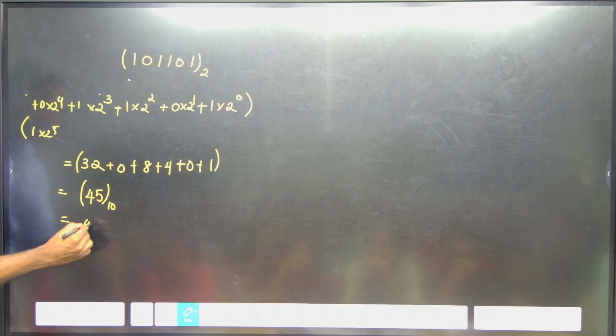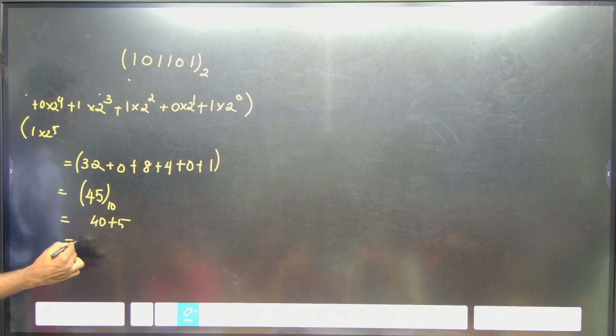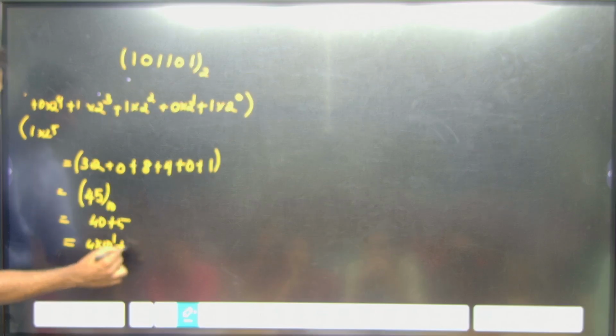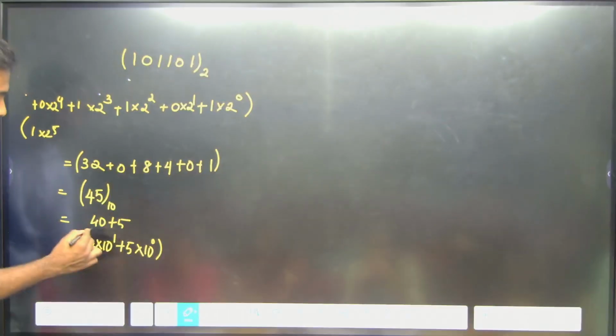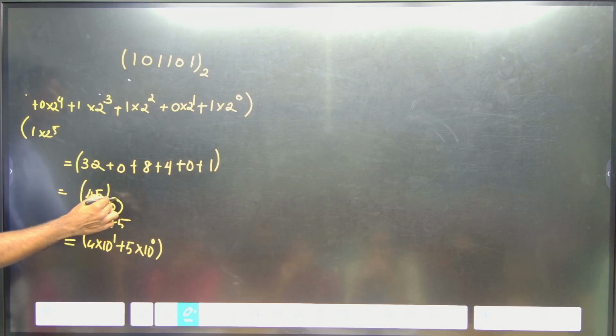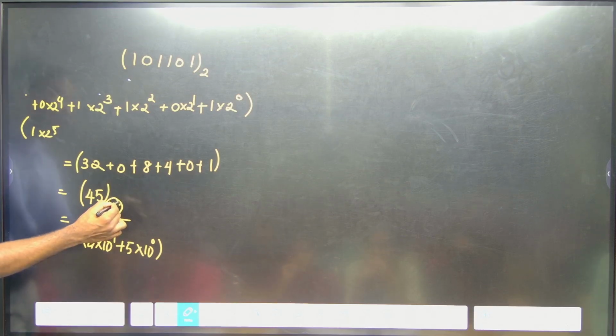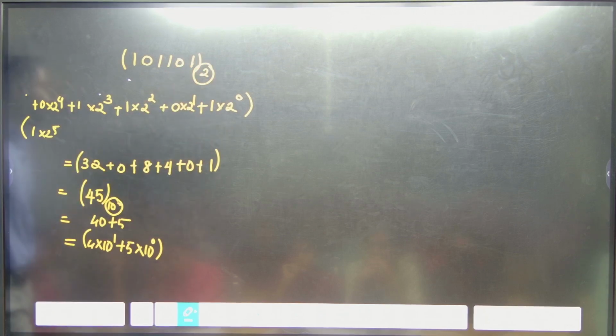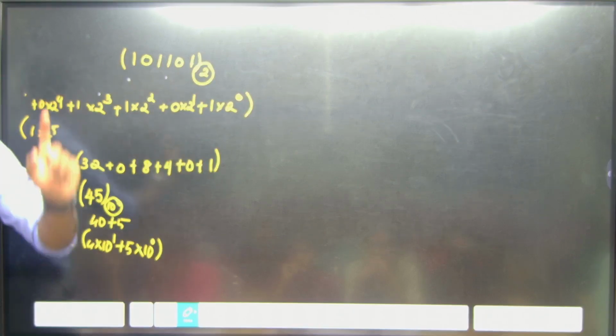Which is nothing but 40 plus 5, which is 4 into 10 power 1 plus 5 into 10 power 0. Getting the point? Everything will be in terms of either decimal, base 10, or else base 2. If it is in 2, this one will be in binary system.